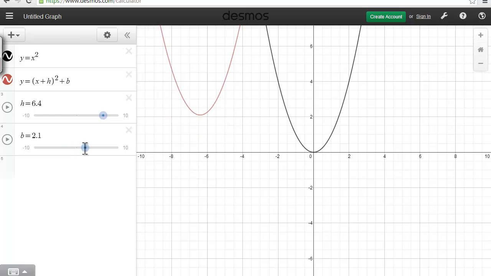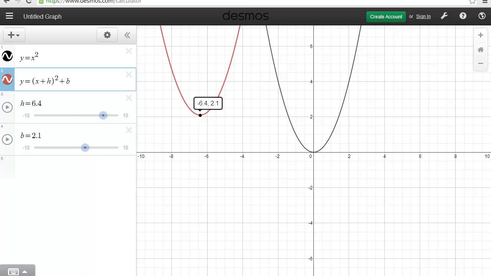So at any given point, let's talk about where this vertex is. The vertex is the point right there, and see how it's showing it to us when we click on it? It's negative 6.4 comma 2.1, and that's directly what the h and b are. So that's one thing to pay attention to, is if you're looking for the vertex and you have it in this nice format of squared, and then you see what's affecting the x and what's affecting the y, you can see that what's affecting the x goes opposite sign into the coordinate point, and the b part goes directly just as it is.